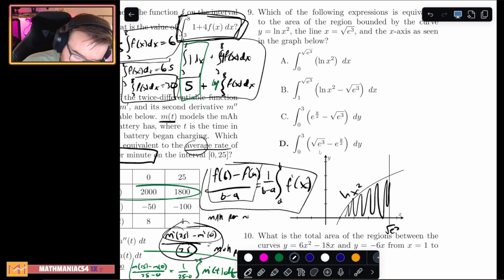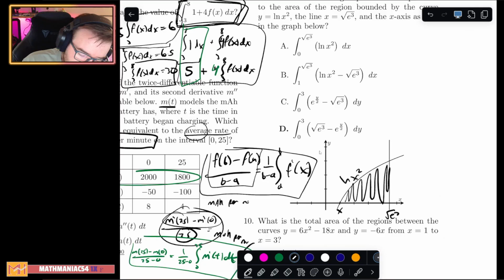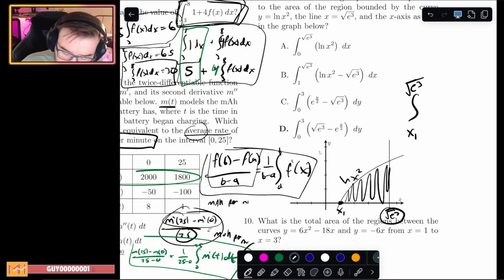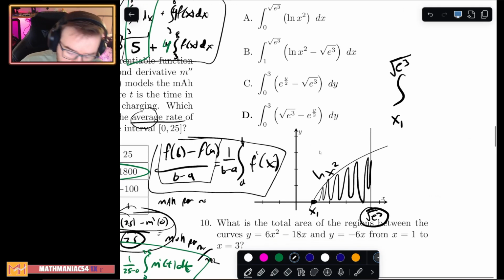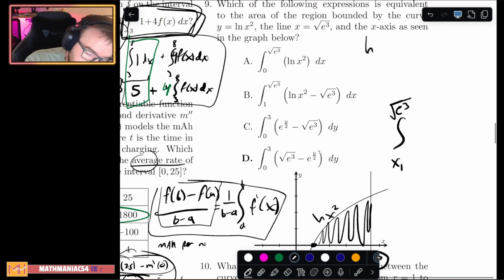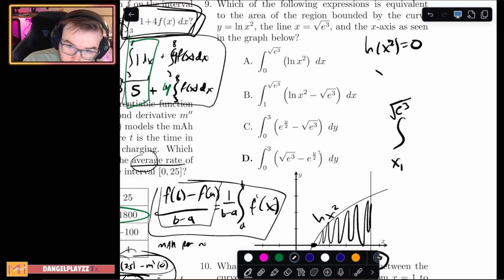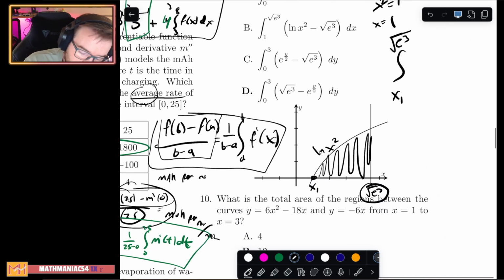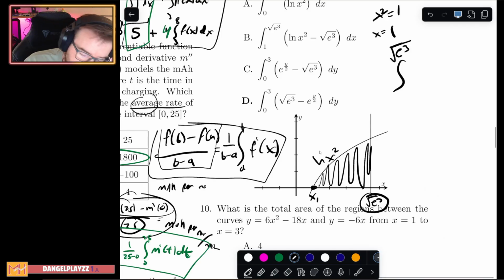Okay, well, we just need to take the integral from x equals something to the square root of e cubed. I don't actually know where the region's starting. So where is the region starting? Whenever natural log of x squared equals 0, which happens since natural log of 1 is 0. So x squared needs to equal 1, and that means x equals 1. So that region starts at 1.